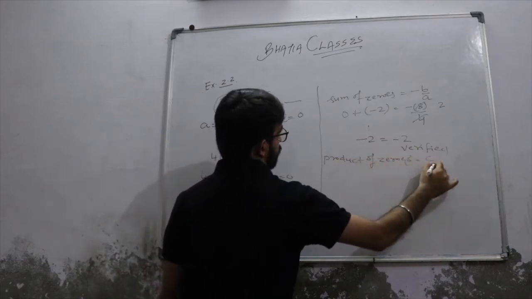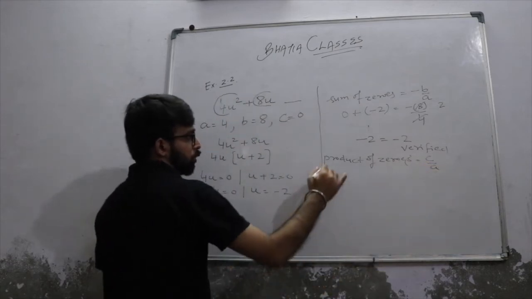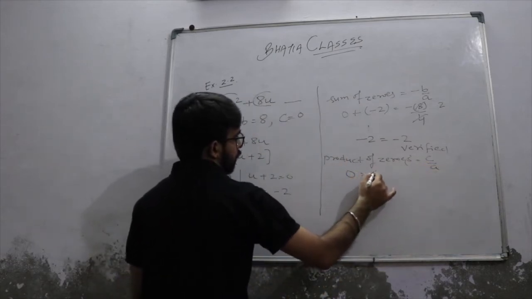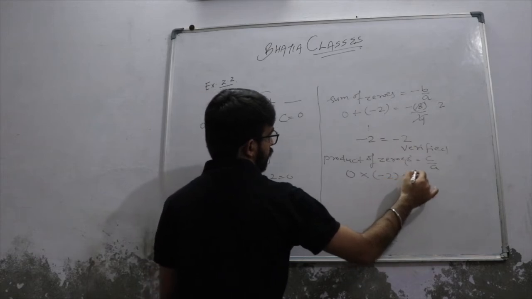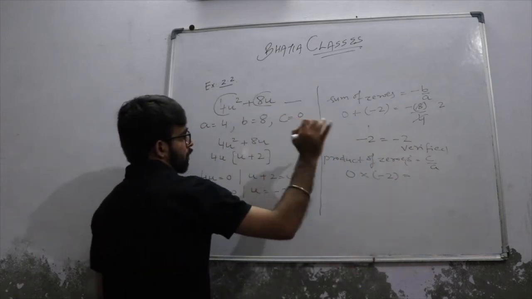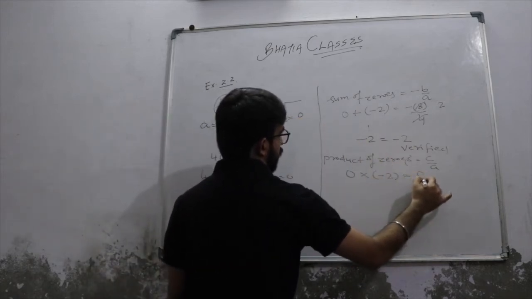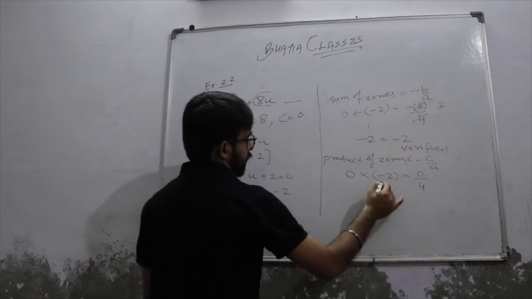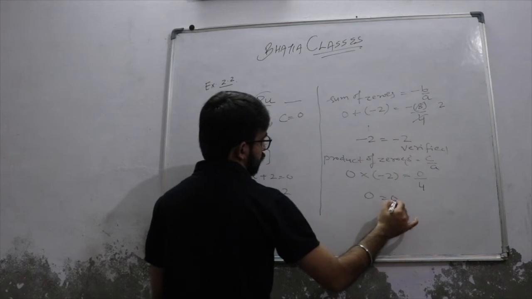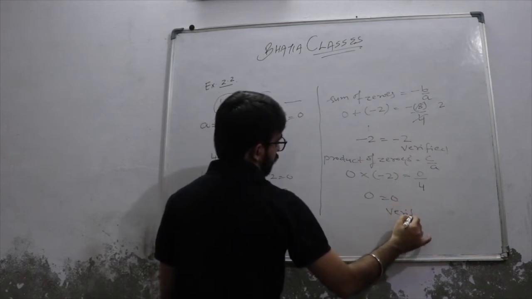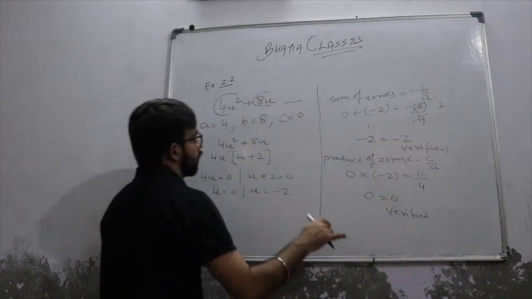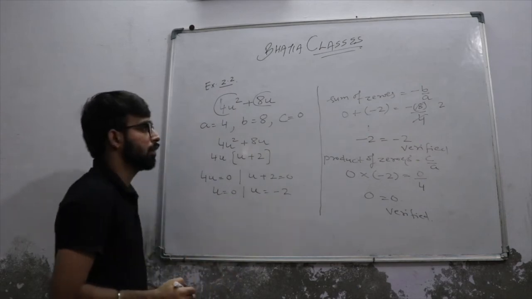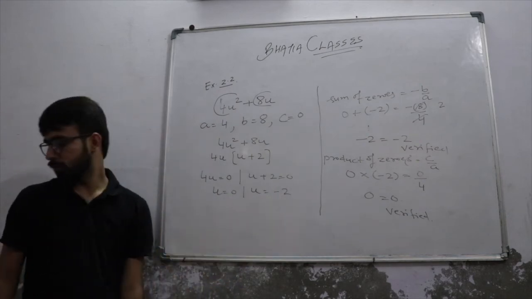Next, product of zeros is C by A. For the product, you have to multiply 0 and minus 2. C is 0 and A is 4. 0 multiplied by minus 2 is 0, therefore 0 is equal to 0. Verified. This is the first part. Now the second part.